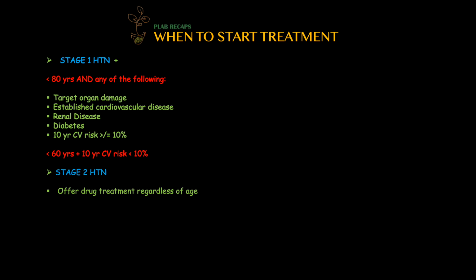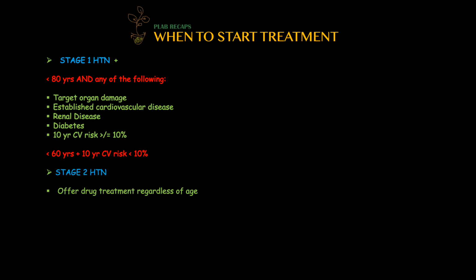If the patient has stage 2 hypertension, then they need to be offered drug treatment irrespective of their age. If the patient is less than 40 years, you need to make a specialist referral to consider secondary causes of hypertension such as renal disease or renal artery stenosis, pheochromocytoma, thyroid dysfunction, acromegaly or Cushing syndrome.